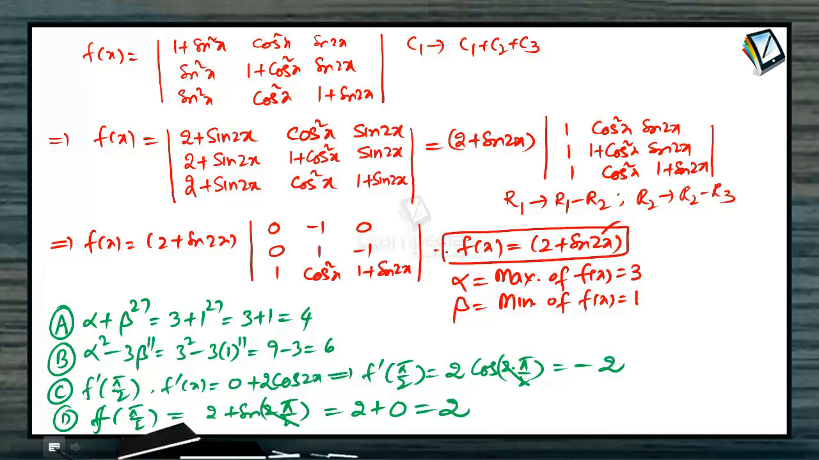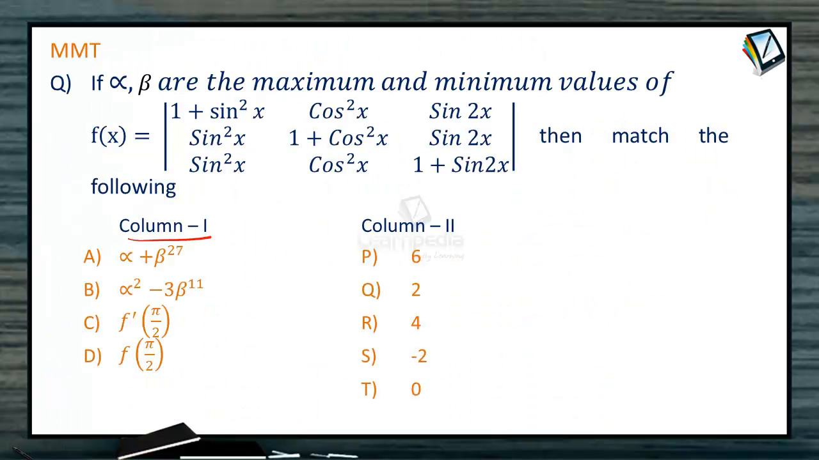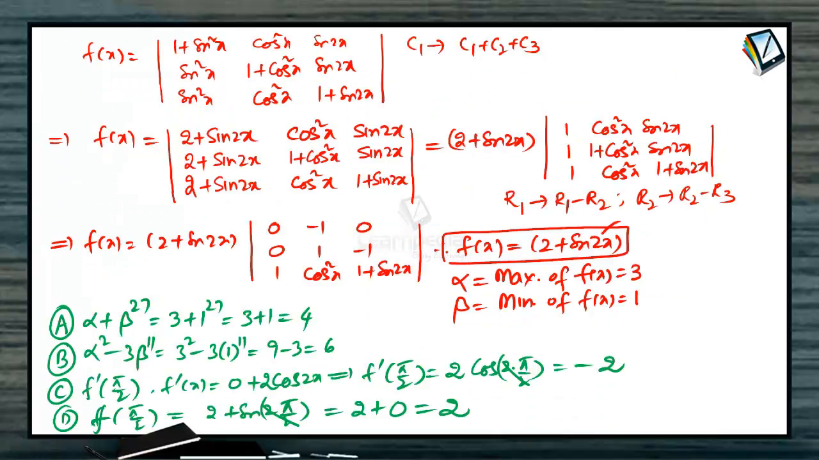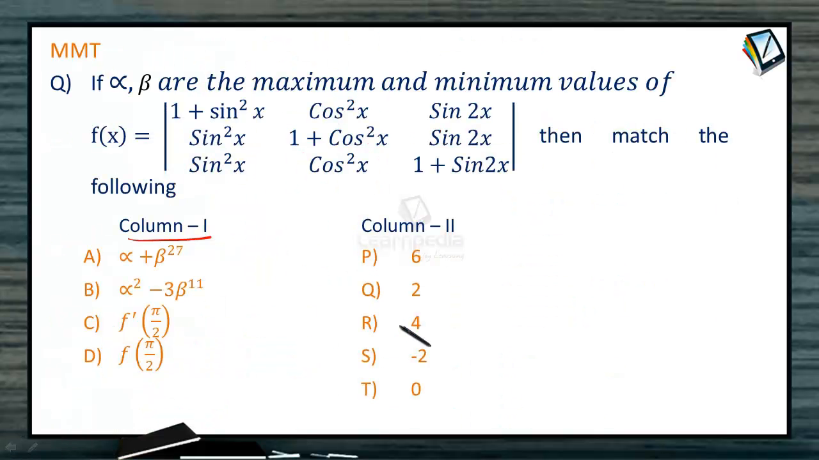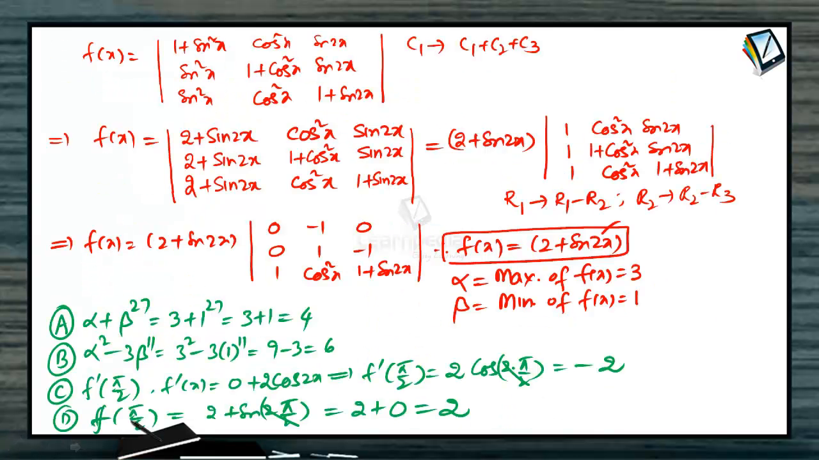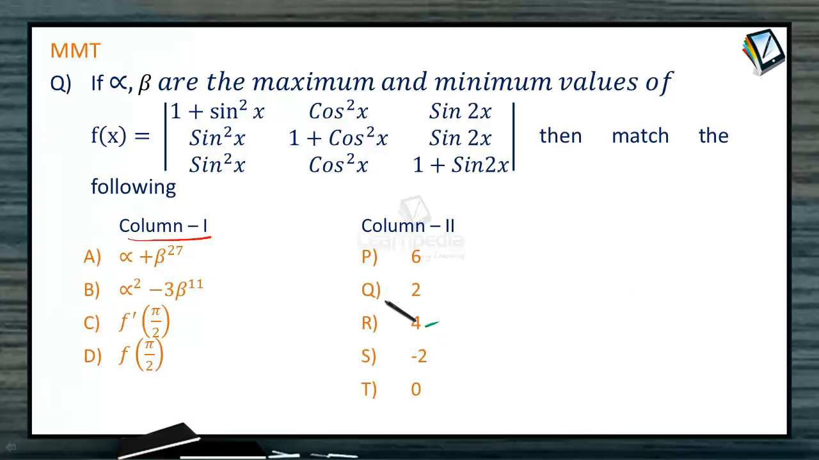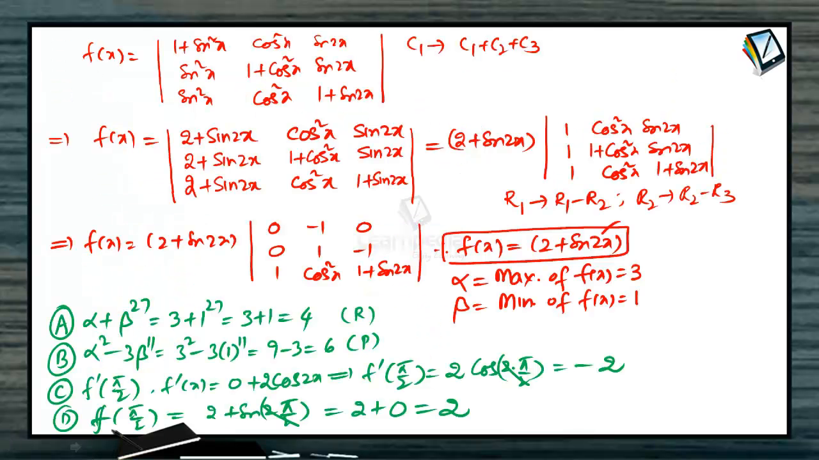Now you can match the things. A value is equal to 4, so A will match to R. B value is equal to 6, so B will match with P. And C and D will match with minus 2 and plus 2. Minus 2 is S and plus 2 is Q. So C is S and D is Q. Therefore these are the matchings of A, B, C, D.